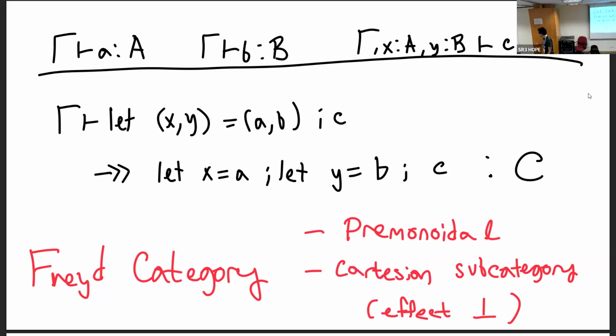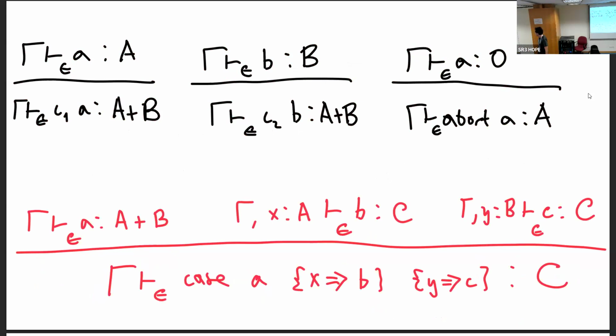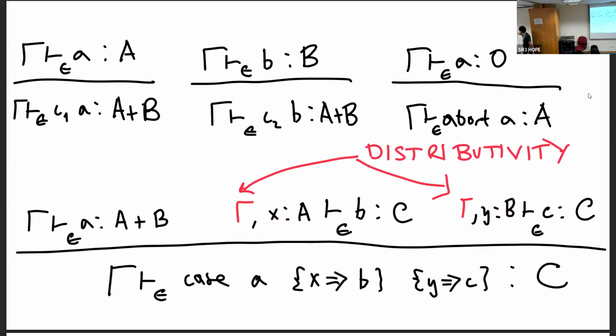But we don't just want a Fried category. We want to be able to deal with control flow. So let's begin with acyclic structured control flow. We're going to add in injections and abort, and we're going to add in case statements. And we do that, and ta-da, with the appropriate obvious rules, we get coproducts. But there's something more interesting here, which is that we can thread in these gammas into a case statement. In particular, variables gamma appear in both branches of the case statement.